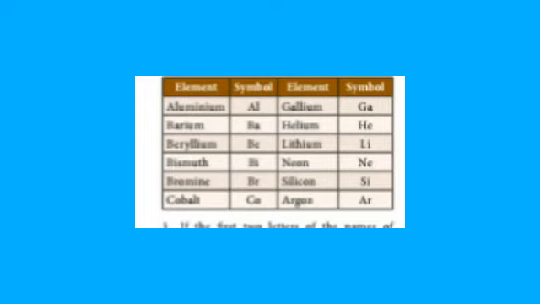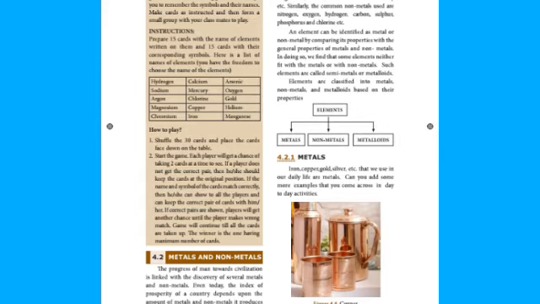Next, the second letter is small. What is the significance of the symbol of an element? The symbol of an element signifies the name of the element and one atom of the element. For example, symbol O stands for the element oxygen, one atom of oxygen.